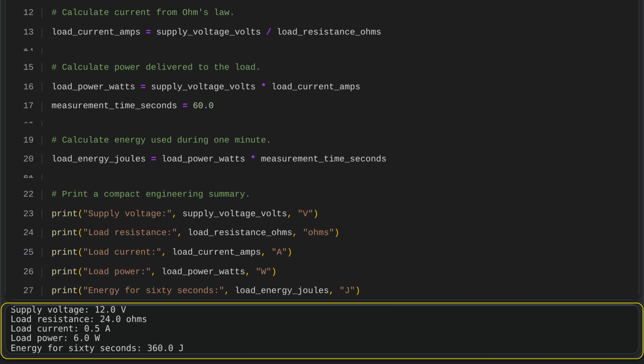The script summarizes a simple circuit by using the supply voltage and load resistance to find the current with Ohm's law. It then calculates the power delivered to the load and the energy used over 60 seconds. Finally, it prints these key values, giving a concise overview of the circuit's performance.